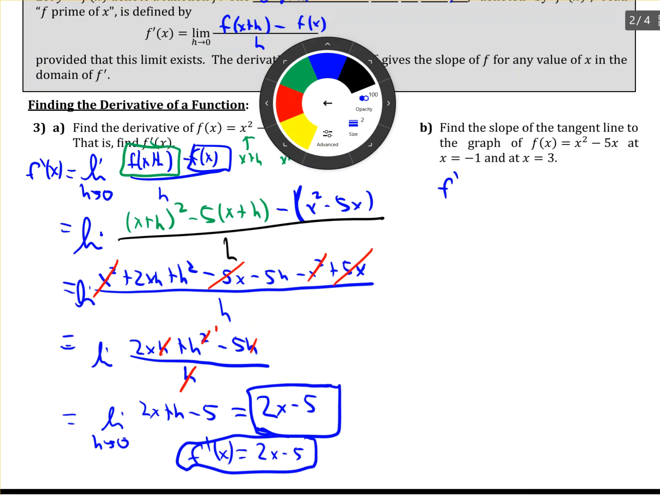If I want to find what f prime of -1 is, well, let's plug it in. 2 times -1 minus 5. So I get -7. Do I want to know what the slope at 3 is? Well, I can plug it in. 2 times 3 minus 5 equals 1. And so now I can find out the slope at any point very, very quickly and easily.